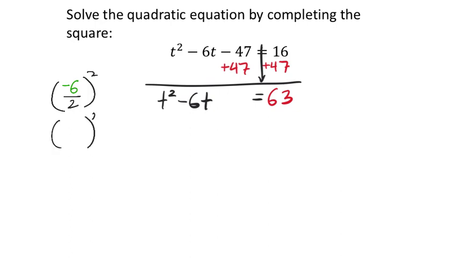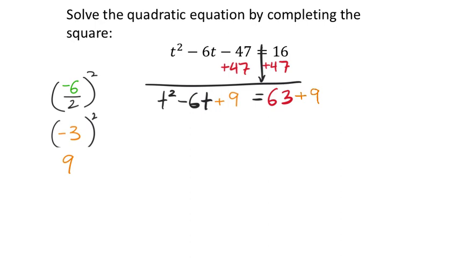Okay, so just by working with the order of operations, negative 6 divided by 2 would be negative 3. I think I did that right this time. And then negative 3 to the power of 2, negative 3 times negative 3 would be positive 9. Now that 9, I'm going to add it to the t squared minus 6t because that completes the square. It makes these three terms a perfect square trinomial, but it's an equation, so if I do it to one side, I need to make sure to do it to the other side.